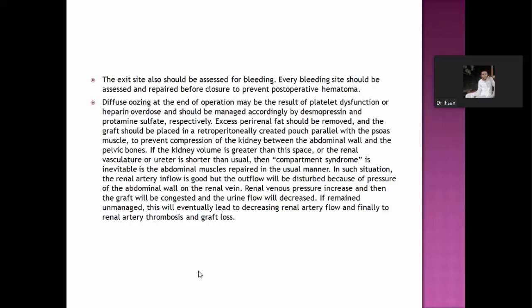In such a situation, the renal artery inflow is good, but the outflow will be disturbed because of pressure of the abdominal wall on the renal vein. Renal venous pressure increases and then the graft will be congested and the urine flow will decrease. If left unmanaged, this will eventually lead to decreased renal artery flow and finally to renal artery thrombosis and graft loss.